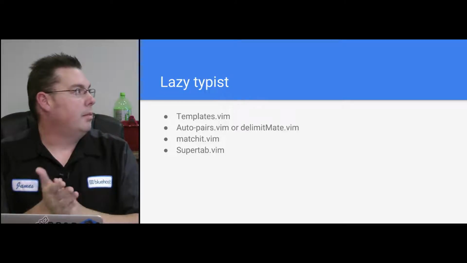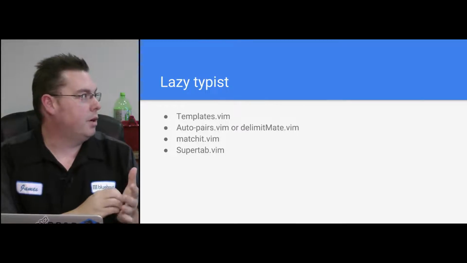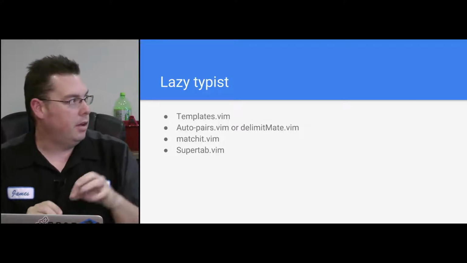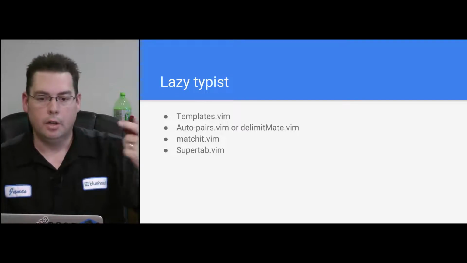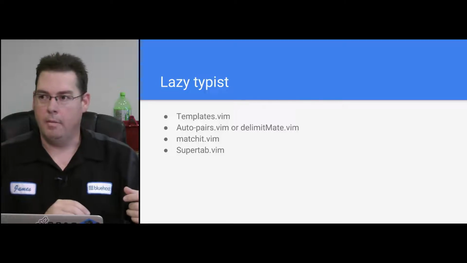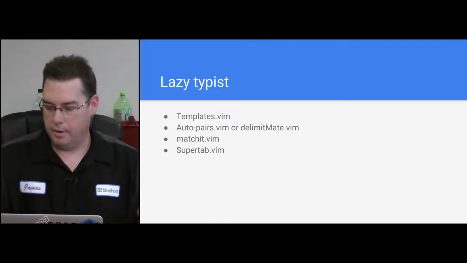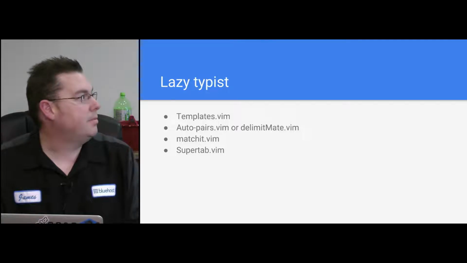Super tab gives you tab completion for a lot of things. So if you're typing a thing, you hit tab, it will look in the file. If it can't find a match in the file, it will look in your language definitions. If it can't find that, it just gives you tab completion.